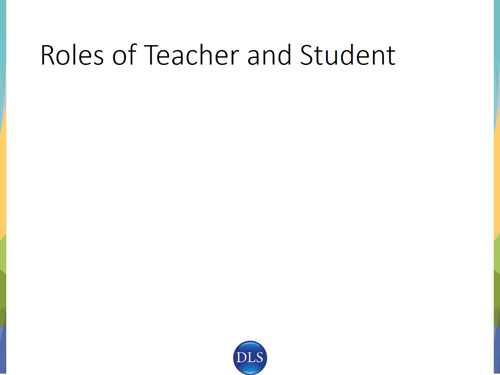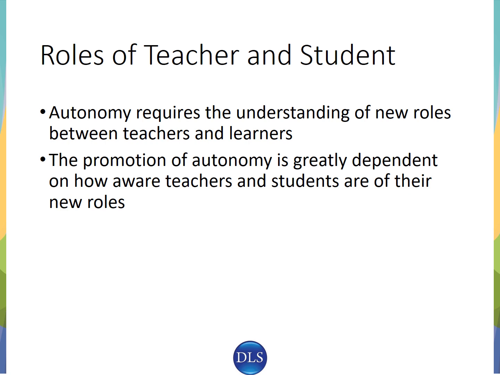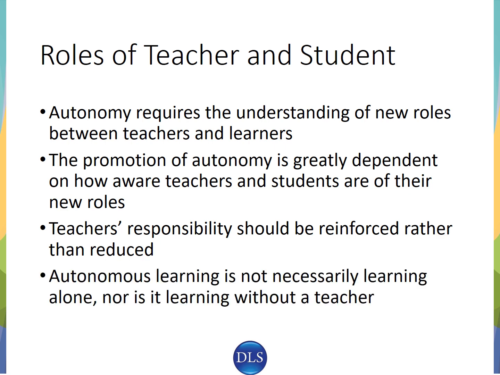Since learner autonomy requires learners to take an active role in their lessons, how are the traditional roles of teacher and student affected? First, learner autonomy requires the understanding of new roles between teachers and learners. The promotion of autonomy is dependent on how aware teachers and students are of their new roles. Teachers' responsibility should be reinforced rather than reduced. Autonomous learning is not necessarily learning alone, nor is it learning without a teacher. Learners should still be guided by and receive feedback from their instructor.